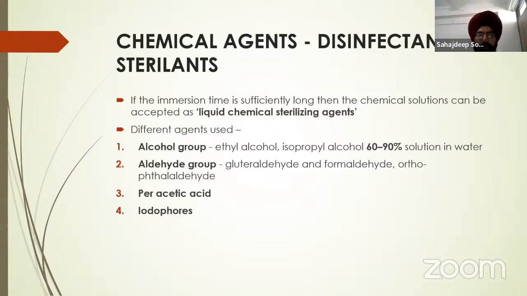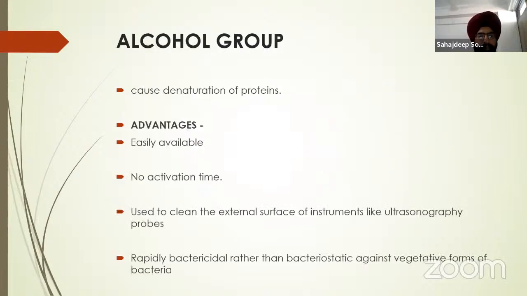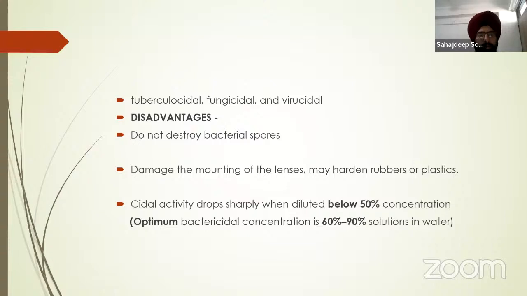Then comes the aldehyde group, which is glutaraldehyde, most commonly used, formaldehyde or orthophthaldehyde, peracetic acid, or iodophores. First is alcohol groups. It causes denaturation of proteins in the microorganism, leading to its death. The advantages are it is easily available, no activation time is required. It is used to clean the external surface of instruments like sonographic probes, and it is rapidly bactericidal rather than bacteriostatic. It is tuberocidal, fungicidal, and virucidal.